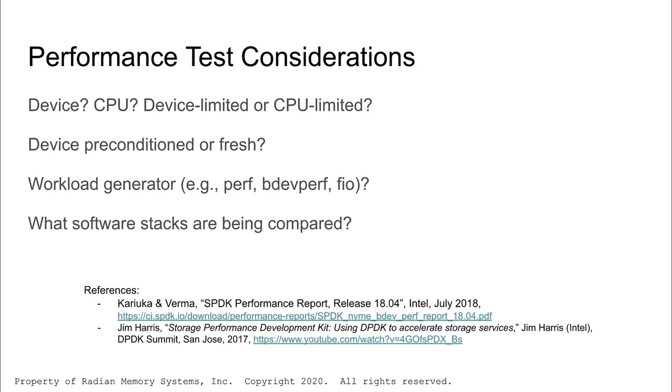There are many things to keep in mind if you want to compare a set of test results. Obviously, the device and CPU are important, but equally, if not more important, is which of these is actually limiting the performance observed in the test. Also, has the device been preconditioned? In other words, has it reached a steady state in terms of any garbage collection that is going on? Or is it in a fresh state?